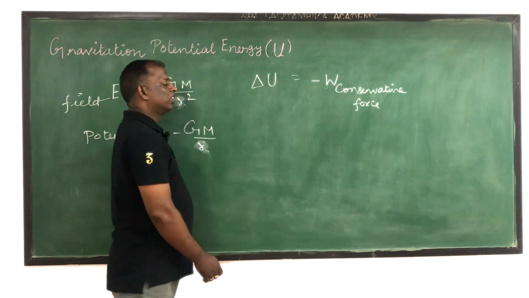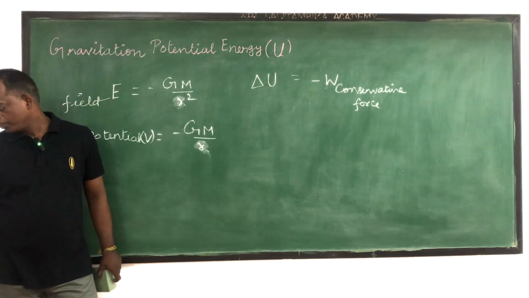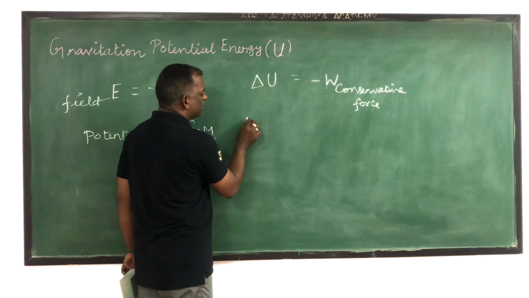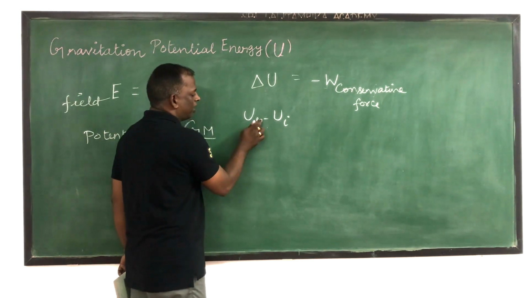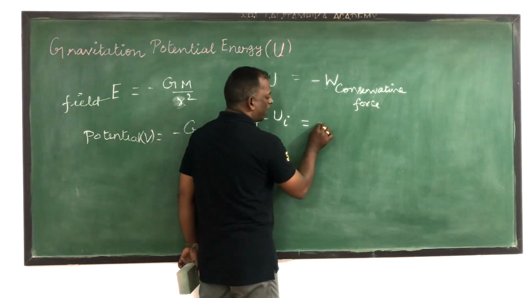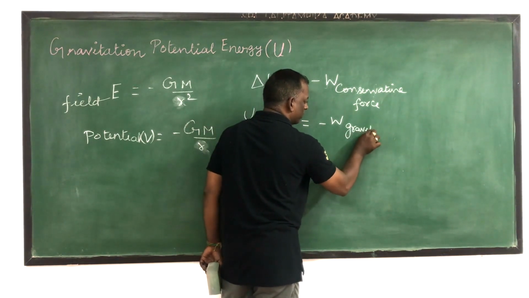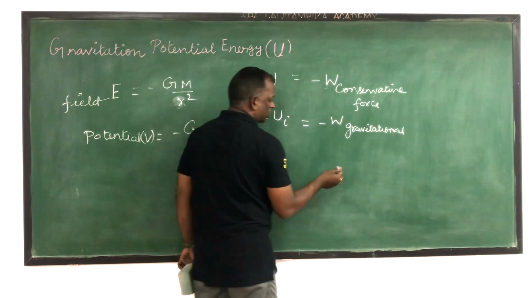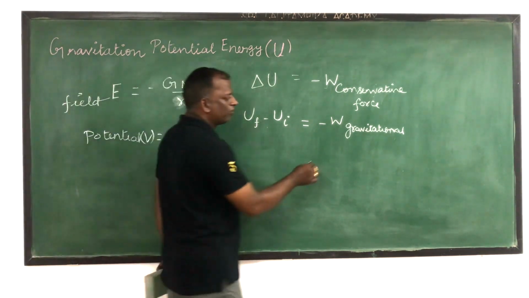So what is work done by the conservative force ன்னு சொல்லிட்டு நம்ம பார்க்கலாம். So work done by the conservative force, this is change in potential energy. What is change in potential energy? UF minus U initial, potential energy final minus potential energy initial, which is equal to minus work done by the gravitational force. So what is this? It is work done by the gravitational force.